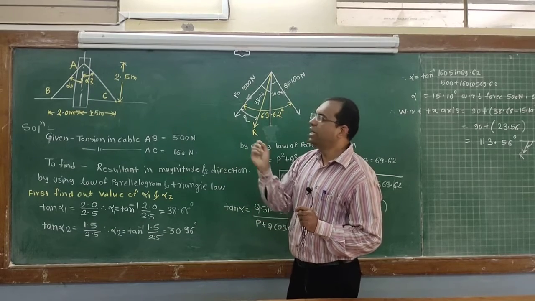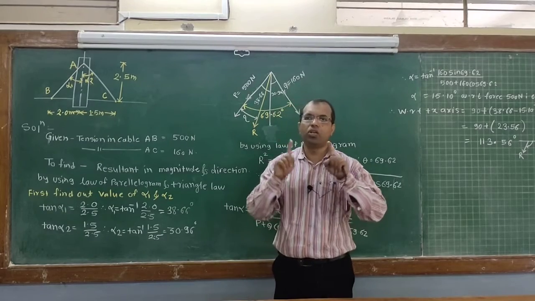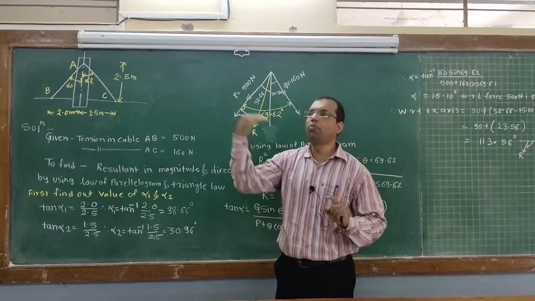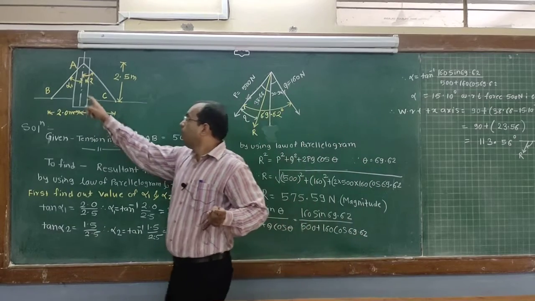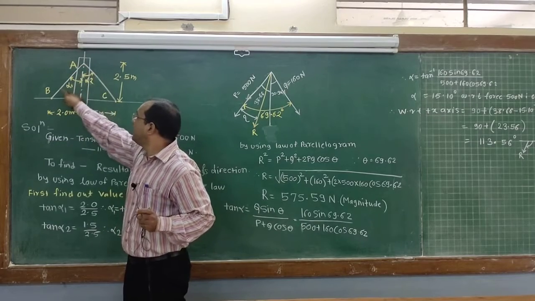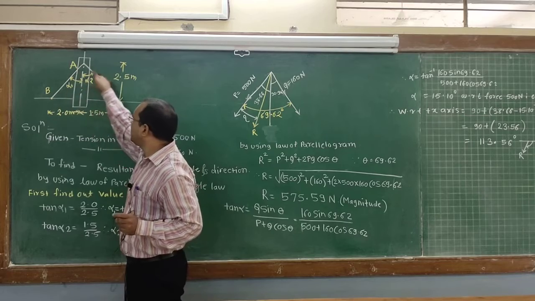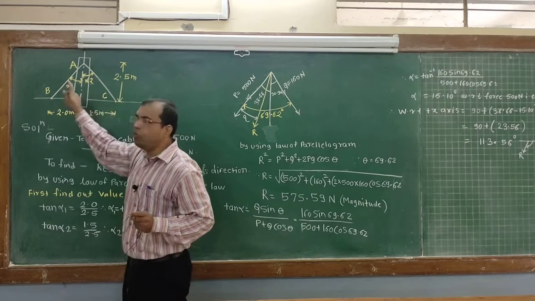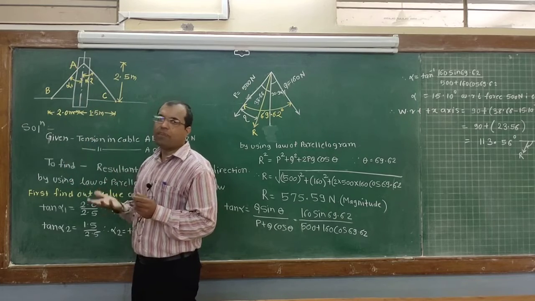It is fixed that the resultant always lies in between the two forces. It should not be beyond the line of action of these two forces. So the resultant always lies in between AB and AC, in this portion, or we can say in between the angle BAC, the resultant will be there. But where that resultant is located, we don't know.